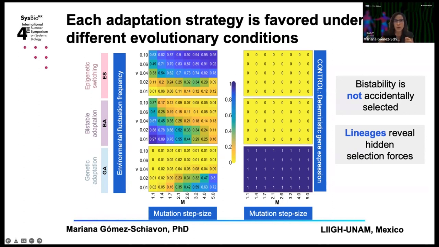Noteworthy, we corroborated with our control simulations that in this case where you don't have noise, epigenetic switching and bistable adaptation cannot be functional without this biochemical noise. In this case, we observed that all the strategies were always genetic adaptation. So this is validating our method and also the interpretation of these results.